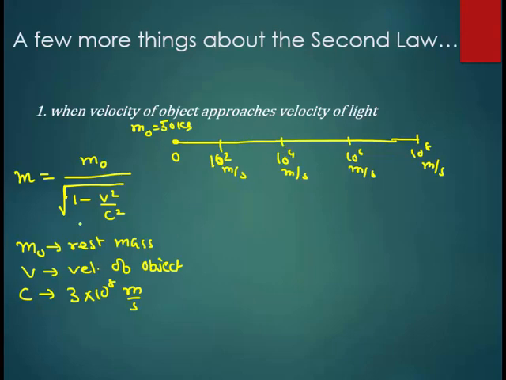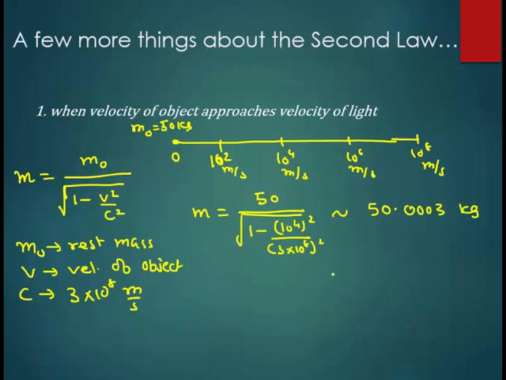So if I put the values in this particular equation, m is equal to 50 divided by the square root of 1 minus 10 raised to 4 squared divided by 3 into 10 raised to 8 whole squared, and with this the mass of the object will come out to be around 50.0003 kg. So you can see that the mass has increased, but the increase in mass is negligible.